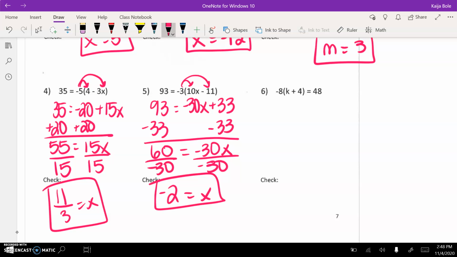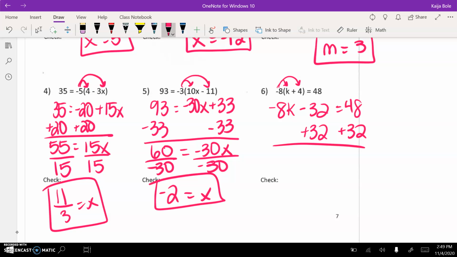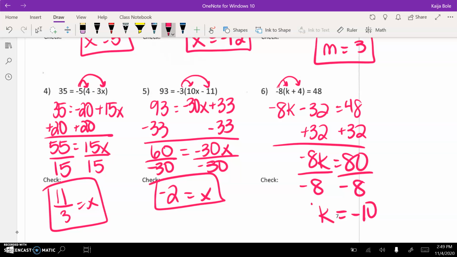And then the last one here, I'm distributing a negative 8. Negative 8 times k is negative 8k. Minus 32 equals 48. I add 32 to both sides. So I would get negative 8k equals 80. Divide both sides by negative 8. I get k equals negative.